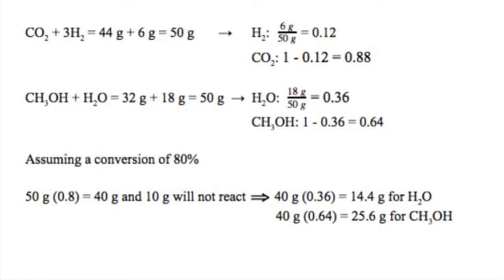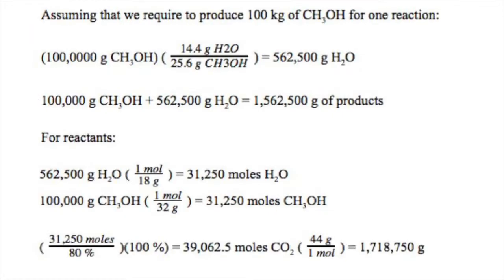It is suggested that the 10 grams that don't react will pass through an absorber and then through a desorber in order to separate the methanol from the water and have an efficient process. Assuming that we are required to produce 100 kilograms of methanol for one reaction, we did the relationship in order to know how many grams of each product we will need. The sum of it will be 1,562,500 grams of products. Therefore, for reactants, we obtain the moles we need.